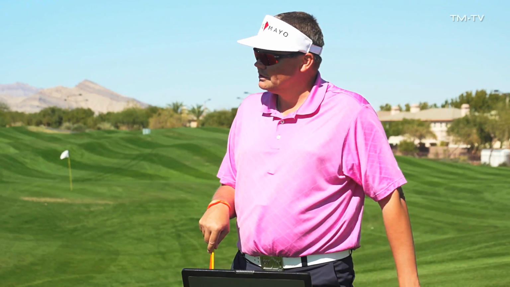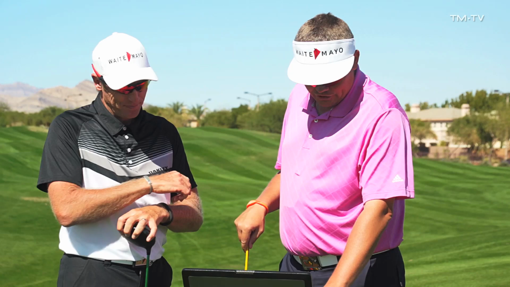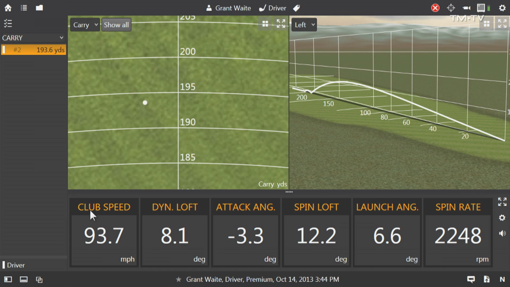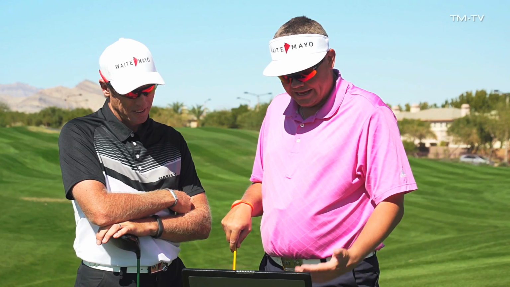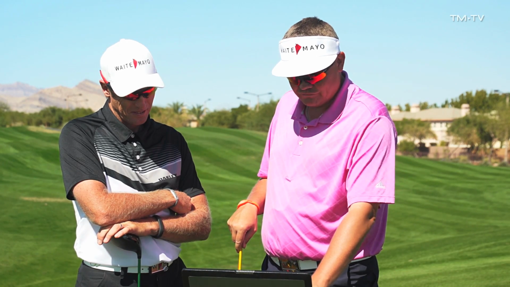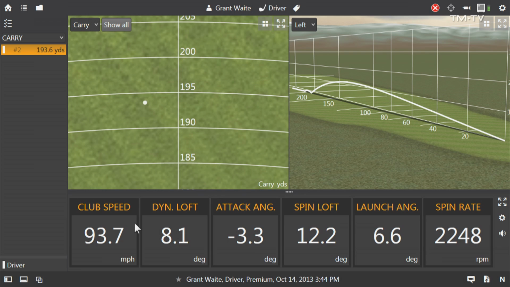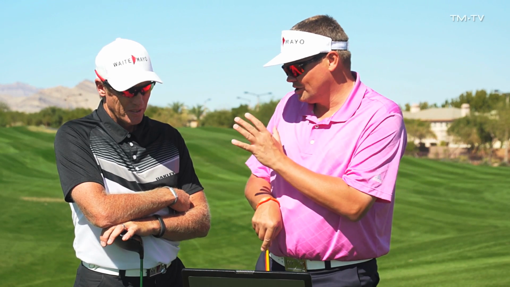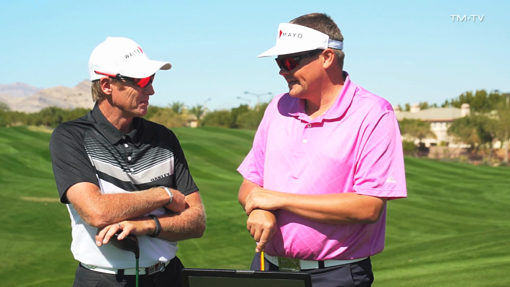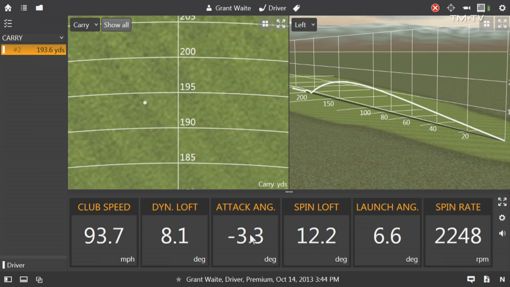So Grant, come on over and let's have a look at the numbers. All right, your club head speed was 93.7 miles per hour. And as we talked about before, the average golfer swings his driver at about 95 miles per hour. So you're right there. Your dynamic loft, right here, this number is 8.1 degrees. And Grant, that's not very good. But we're going to talk about the hows and the whys in a second, but yeah, that's a problem. And moving over here, your angle of attack was 3.3 degrees down. So you're pretty close to the club golfer who's hitting down about 2 degrees.